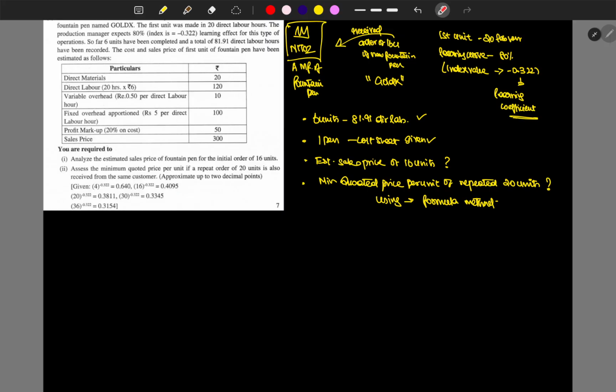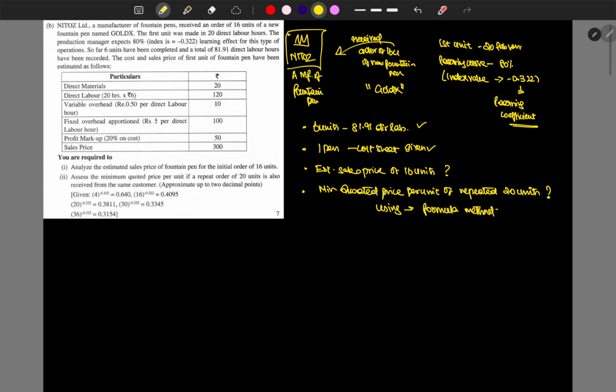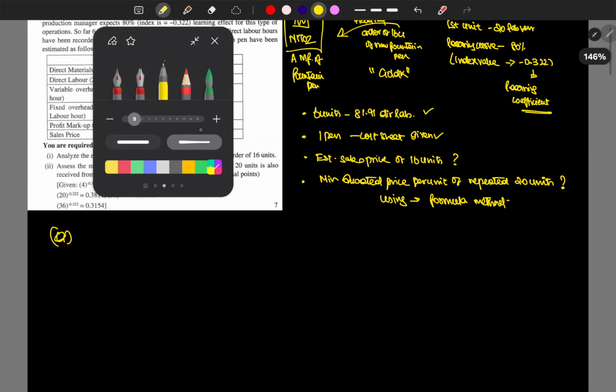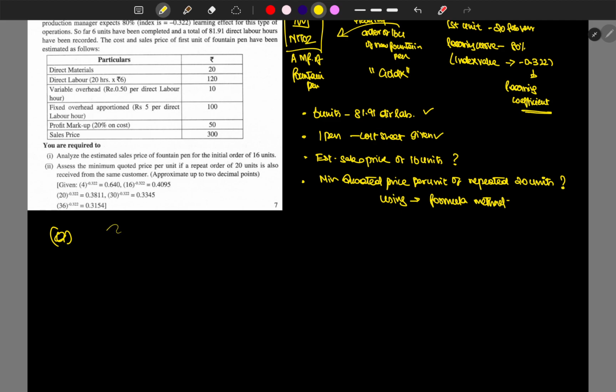So we are using these logarithm values to find out the hours with this formula, which is y is equal to ax power b. With this formula we are going to find out the second part of the question. Let's get into the first part, which asks about the initial order of 16 units.